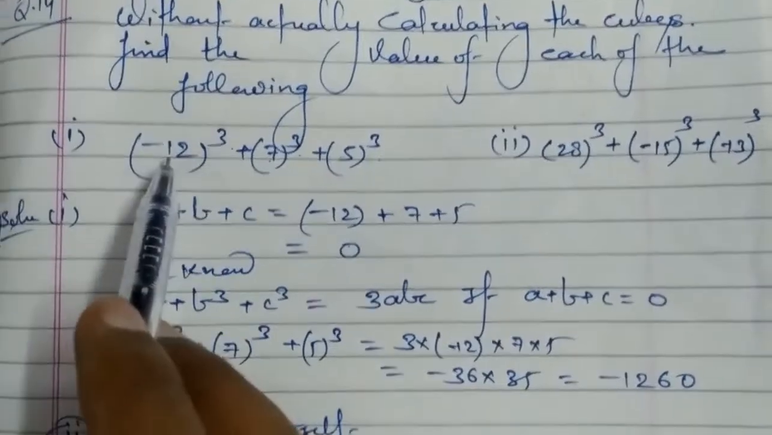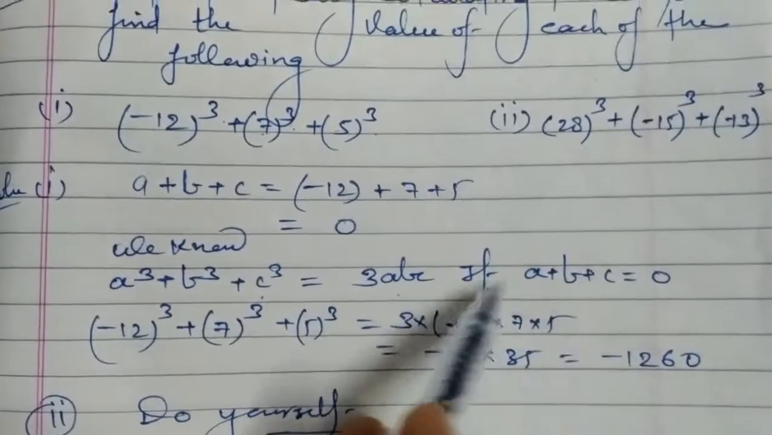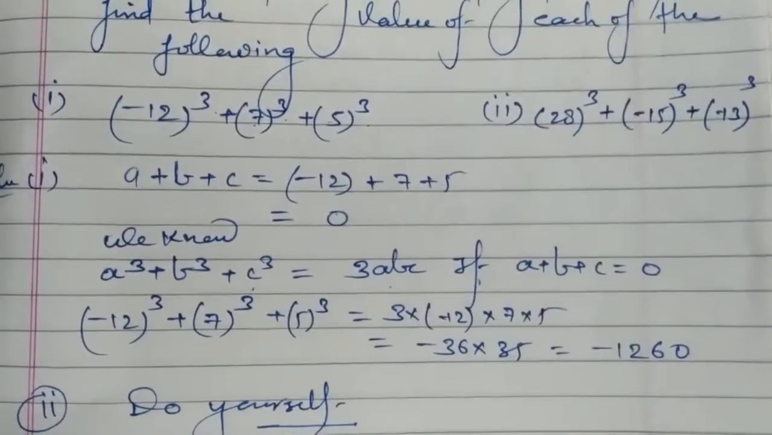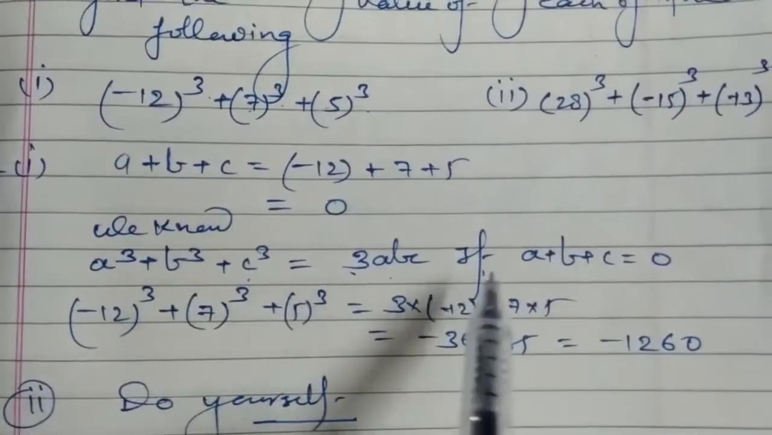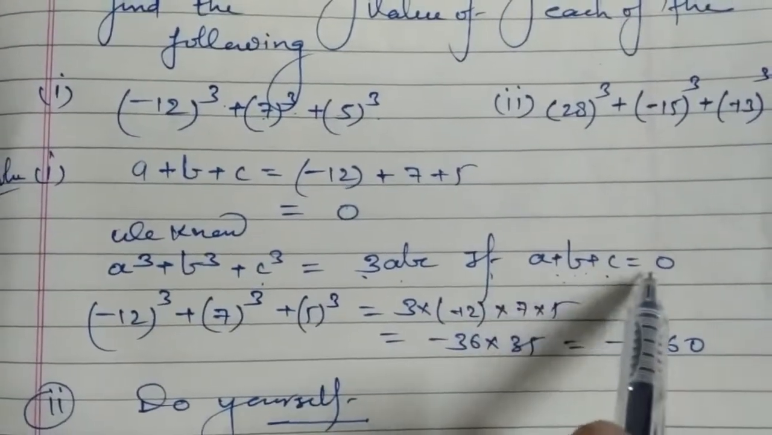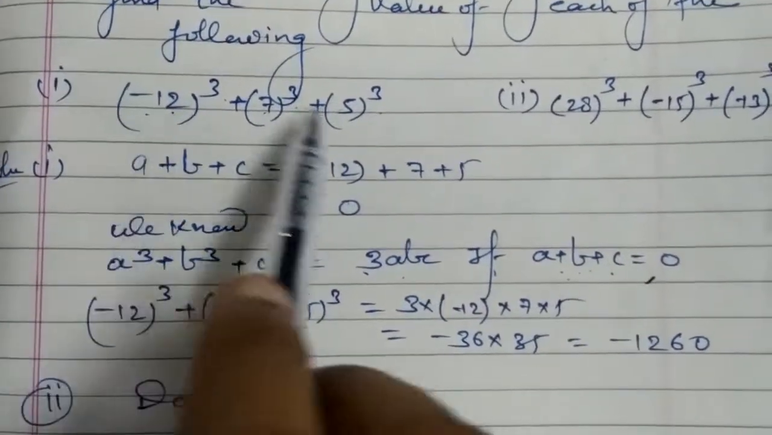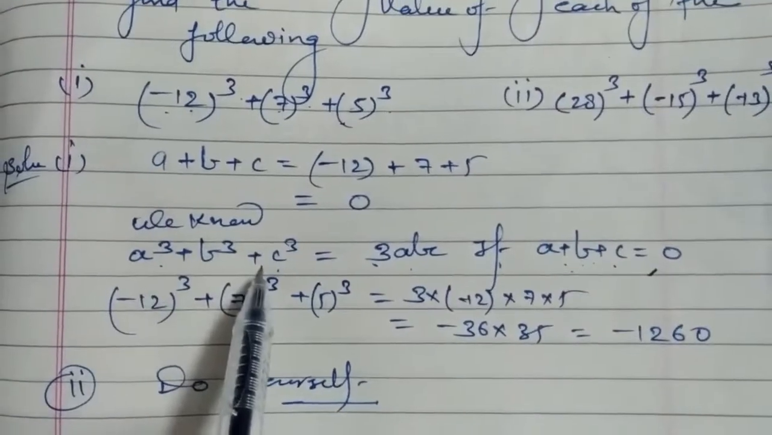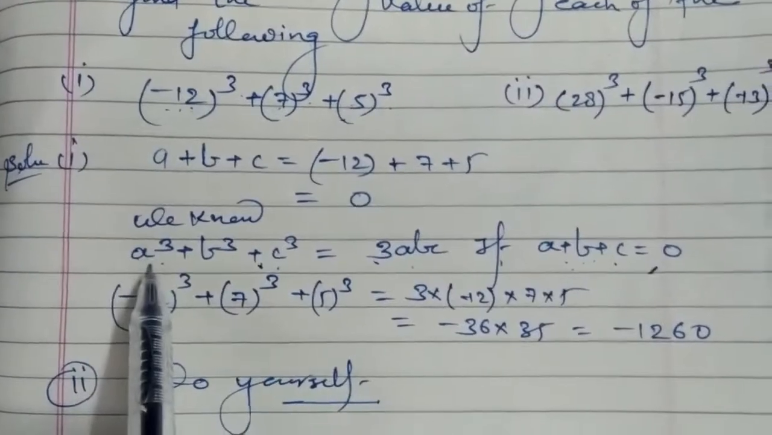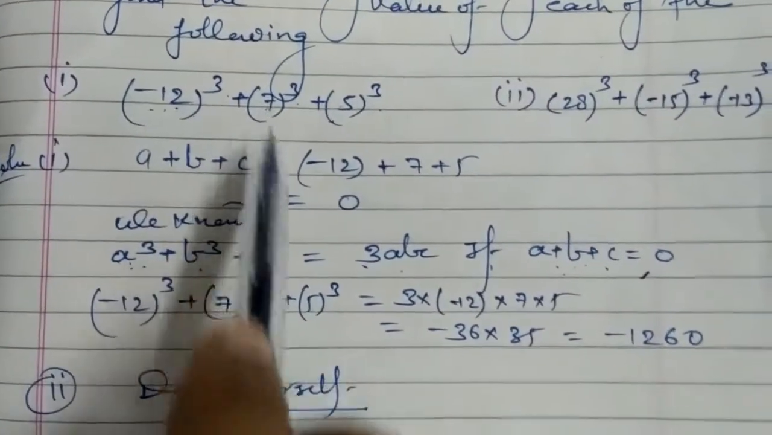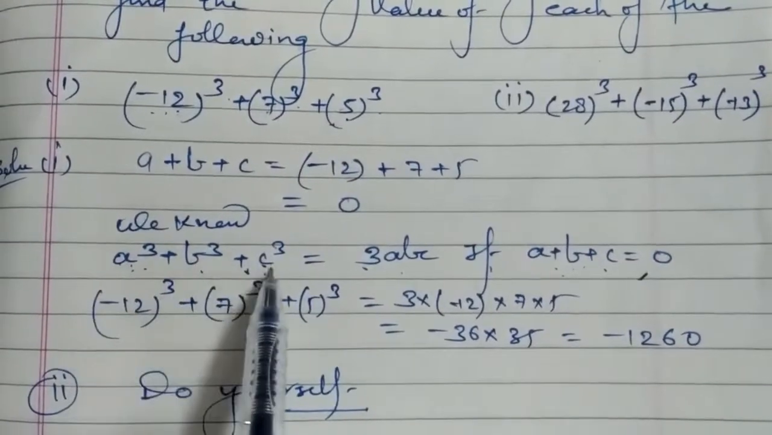So here you use the identity a cube plus b cube plus c cube equal to 3abc if a plus b plus c equal to 0 is given. Fine. So we will use this identity, but first of all we will have to check whether a plus b plus c equal to 0 is given or not. You compare this with a cube plus b cube plus c cube, and you will realize a equal to minus 12, b equal to 7, and c equal to 5. Fine. So the values of a, b and c you have got.